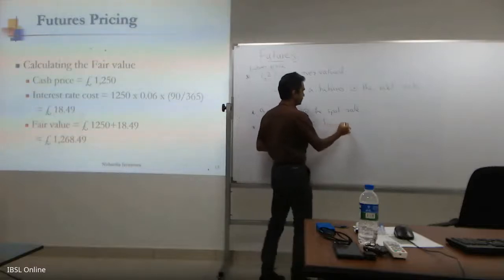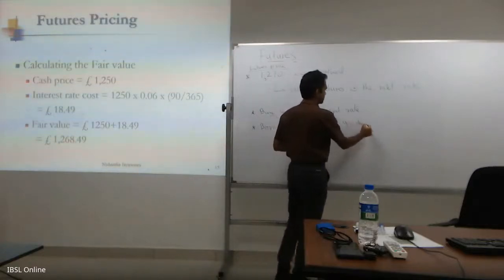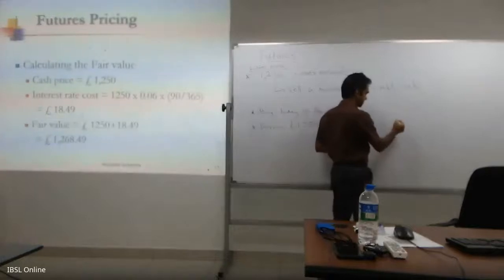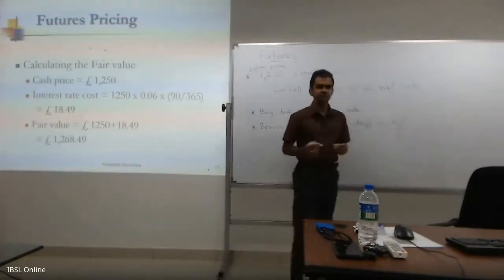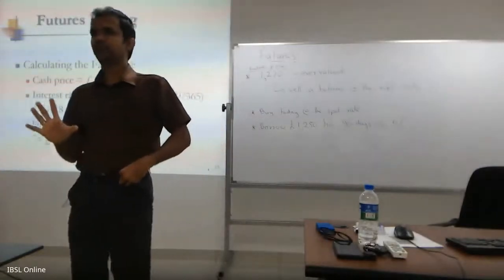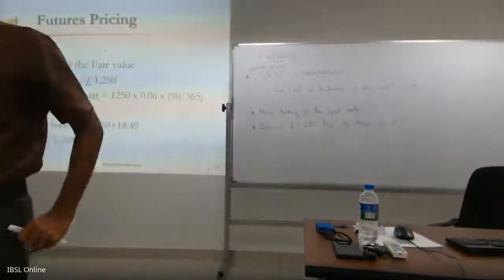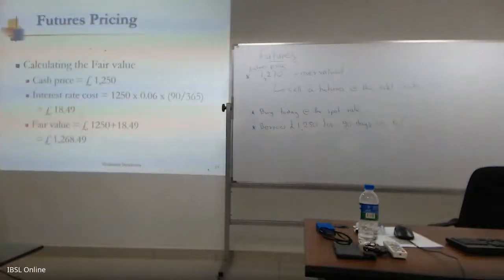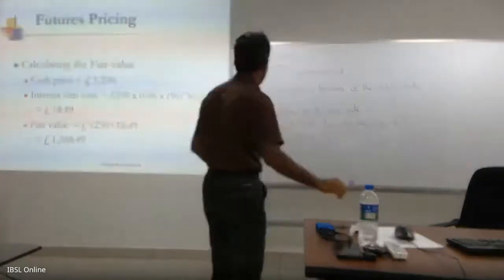$1,250 for 90 days at 6%. You borrow $1,250 for a 90-day period at 6%. Use that cash to buy the asset and hold the asset. In 90 days time, what do you have to do? After 90 days, what would happen?